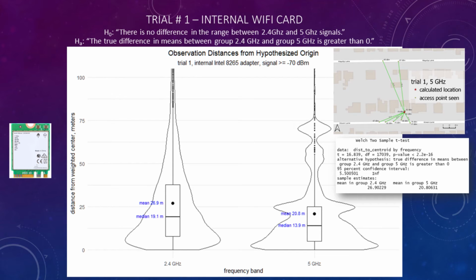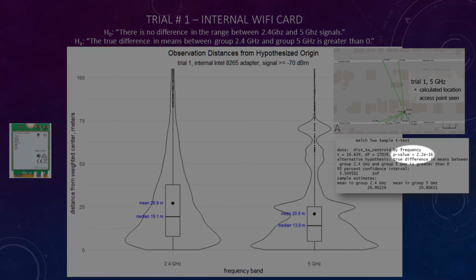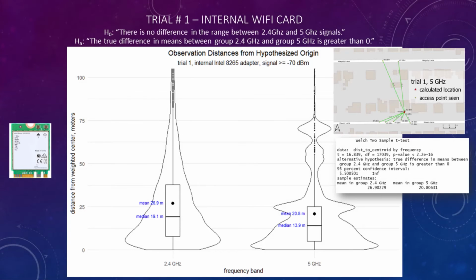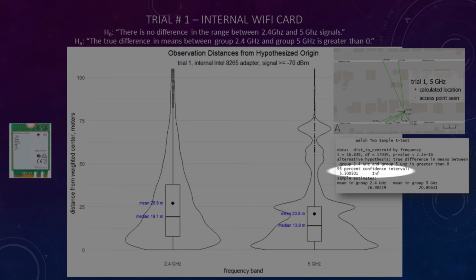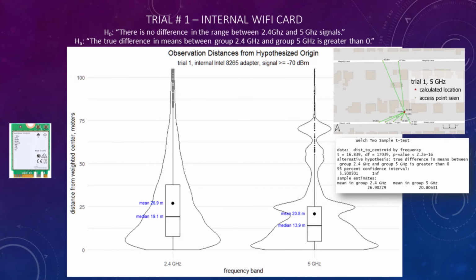I used the two-sample t-test to determine if there's a significant difference between the means of the two groups. The p-value is practically 0, meaning the difference in means between the two groups is very highly unlikely due to chance. How much is that difference? Perhaps something between 5.5 meters and infinity. That's a rather large range, but that's okay. Things vary so much in the field, I'm not going to worry about it.